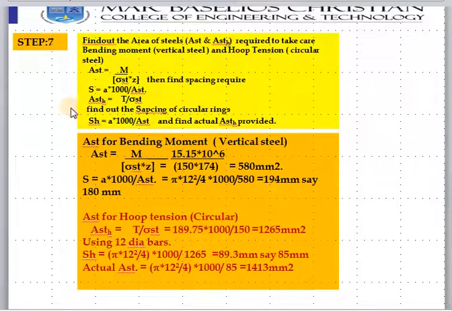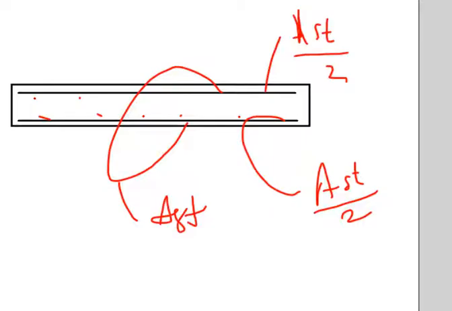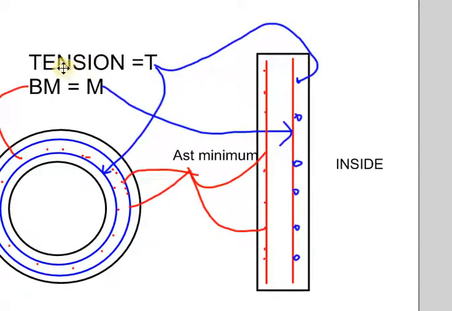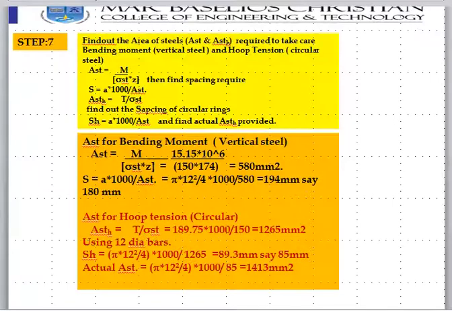Is that fine? So the next step is finding out the area of reinforcement. As I told you before, we will be having two reinforcements, and we will find out tension and bending moment. For tension we will find out the circular reinforcement which is inside, and for bending moment we will find out the vertical reinforcement which is also inside. On the outer side, we will use the minimum reinforcement. Is that clear? So you find out Ast for bending moment. With the bending moment, whatever you are finding out is this vertical steel.